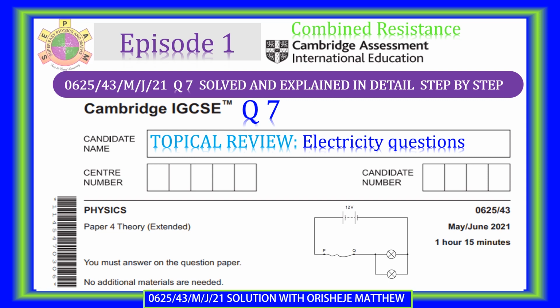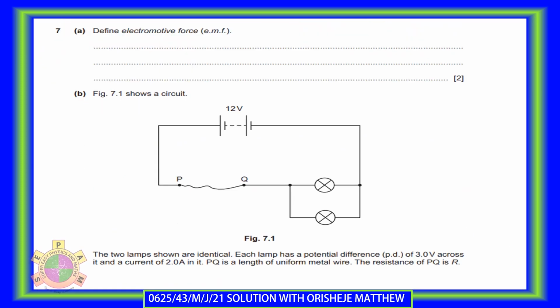This is episode 1 of the topical reviews of past IGCSE physics questions related to electricity. This episode deals with a step-by-step explanation of how to calculate the value of combined resistance in a circuit, and the electromotive force of a battery. Question 7a. Define electromotive force.